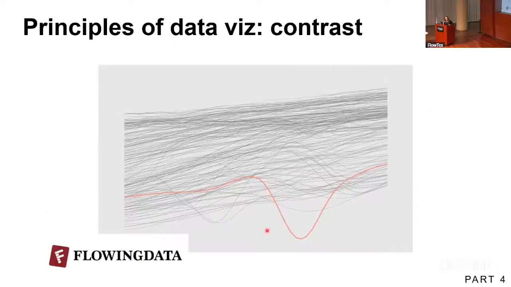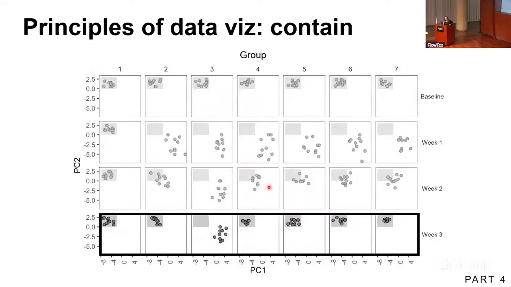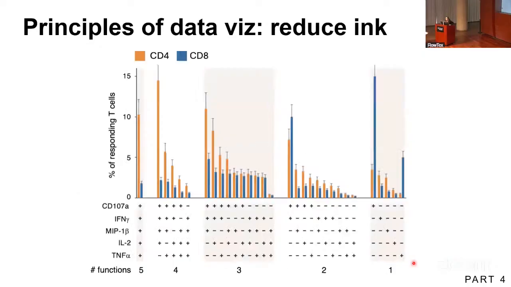Now, just a few examples of other principles of data visualization. Here, we can use contrast to make a data point stand out. Here, we use contrast and containment, right? I made these points lighter, these ones darker, and I added a dark square. I'm reducing the cognitive load of the person looking at it. I'm telling you, look here.